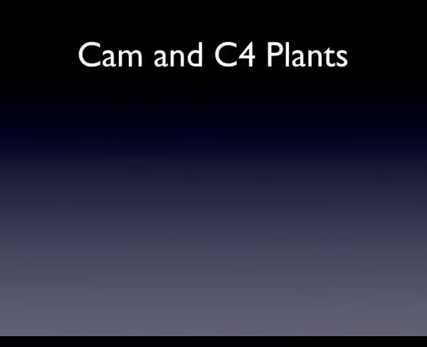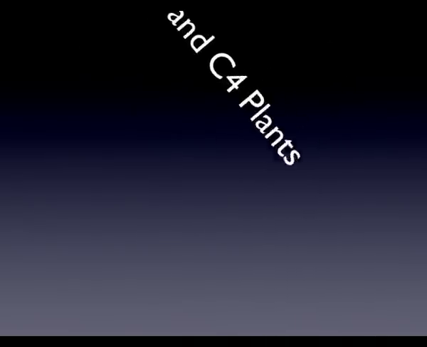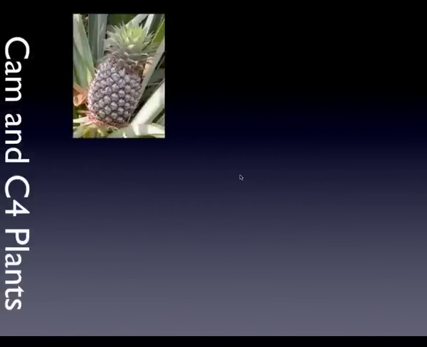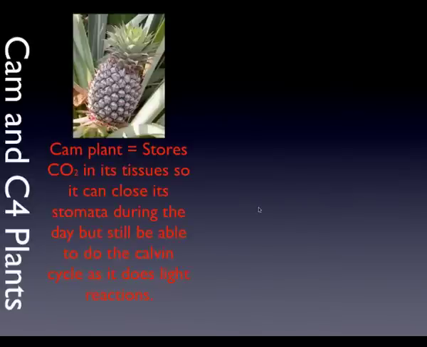The first thing we didn't get time in class to talk about very much was CAM plants and C4 plants. These are alternative ways of taking carbon dioxide out of the atmosphere to start building sugars during the Calvin cycle. We'll start with the CAM plants. And basically what CAM plants do that's special is that they can close their stomata in the daytime.